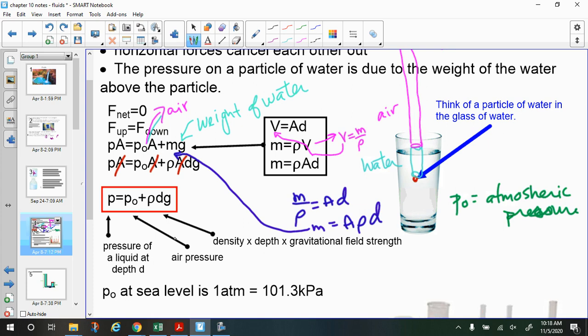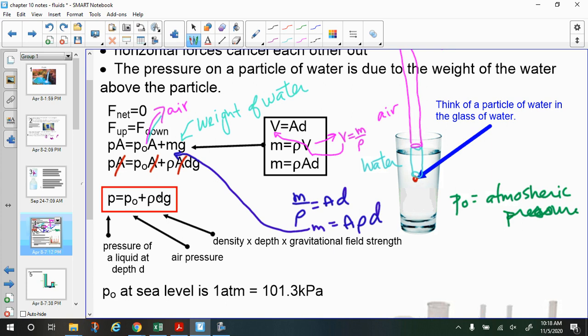equal to the atmospheric pressure, so the air pressure. It's good to say atmospheric pressure or air pressure. Usually it's atmospheric pressure, but sometimes you could have a situation where this would be the air pressure if it was a closed container, where there was more air pressure than atmospheric. And then that's plus density times depth times gravitational field strength. So things that will increase your pressure are the density of the fluid, the depth, the gravitational field strength, or the atmospheric pressure or the air pressure above it.